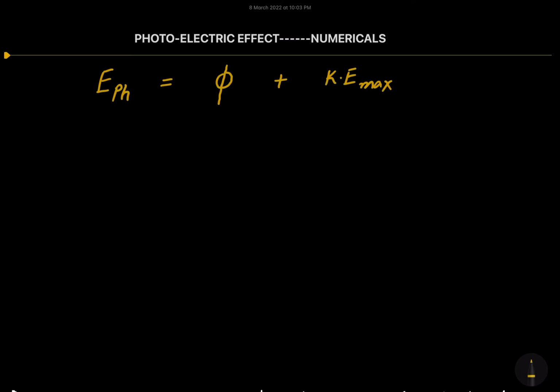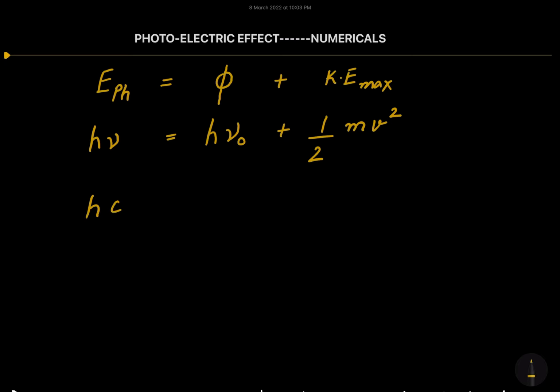Now, the energy of a photon is represented by the formula h nu, where h is Planck's constant and nu is the frequency. The work function is equal to h nu naught. Again, h is Planck's constant and nu naught is the threshold frequency, and we all know the formula of kinetic energy. It's half m v square, where m is the mass of electron, v is the velocity of electron.